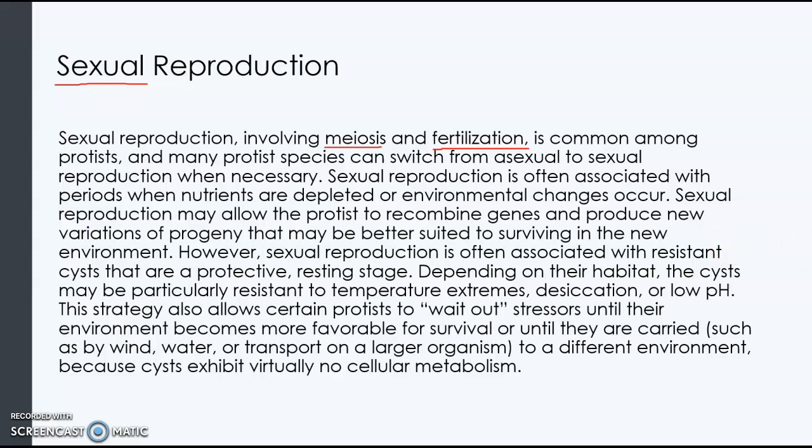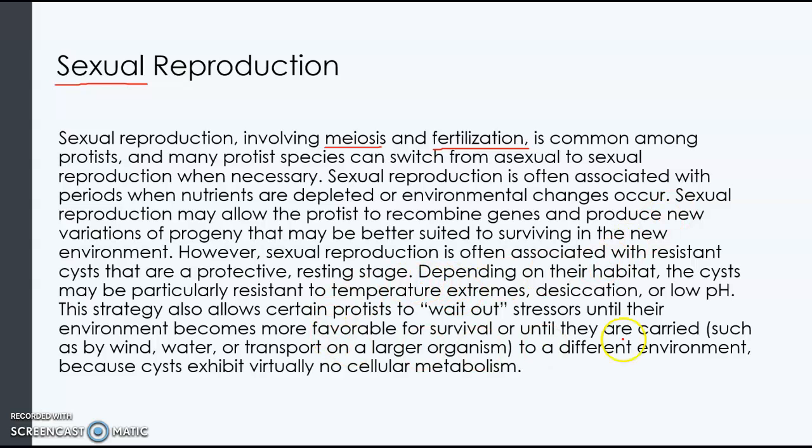Sexual reproduction is advantageous because it gives variety to the offspring. So if there is a disease, or if there's something in the environment that is causing a lot of the protozoans to die, it's more advantageous to have a variation in genes, because maybe there's some protist that will have a combination of genes that will help them to survive.